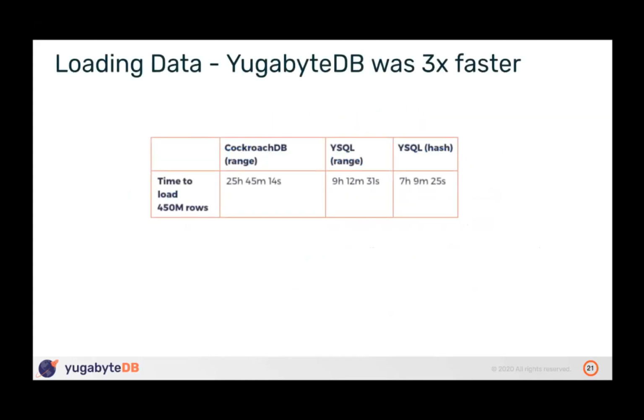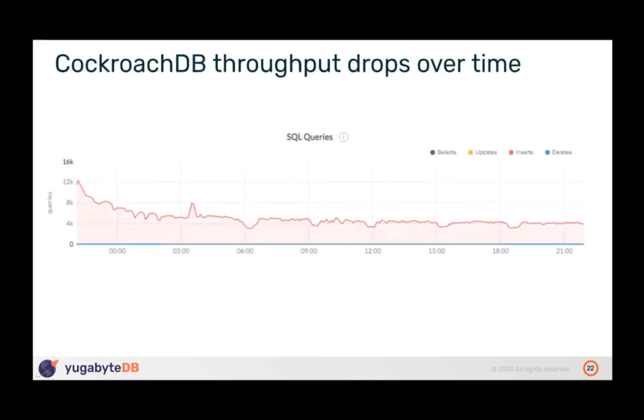Okay, so the first thing we noticed right off the bat was that it took about 25 hours to load the data into CockroachDB, while with YugabyteDB using range, it was about 9 hours, and using hash, it was about 7 hours. What we noticed with CockroachDB, and you can see in this graph which captures the runtime, is that for about the 25 hours or so, it starts off relatively high at 12,000 inserts per second, but then tapers down to about 3.5 to 4,000 inserts per second. So there's a decline in the throughput.